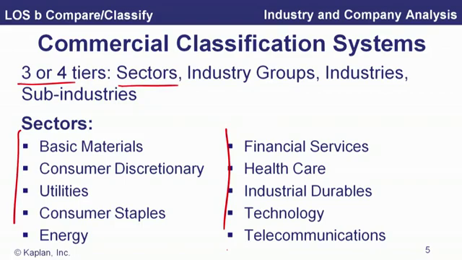From there we can go to industry groups. So within each sector there are industry groups. Within each industry group there are industries, and then finally sub-industries. So we can go however far we need to. We could look at basic materials as an entity. We could break that down into the industry groups, and we could break those down into the industries themselves, and then sub-industries underneath that. So you can go 3 or 4 tiers down in a commercial classification system is the way this normally works.